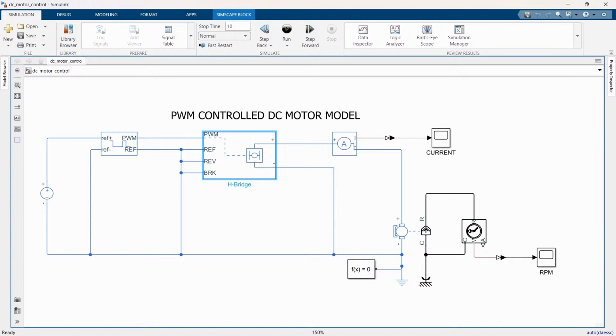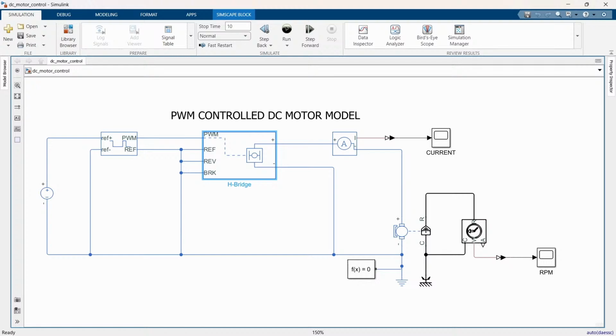So this H-bridge receives the control signals from this PWM block. It decides how to apply voltage to the motor. Here we have a lot of ports. One is the PWM port, another is the reference port, another is the reverse port, and another is the braking port. The PWM port receives the PWM signal to control the motor speed.